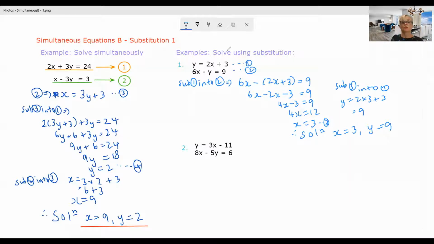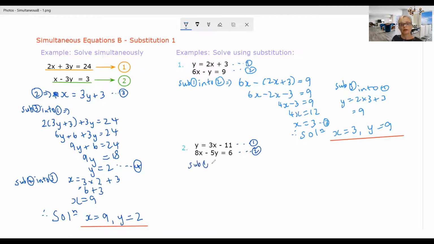Let's just double check that both our equations are in fact satisfied by those values. So does y equal 2x plus 3? Does 9 equal 2 times 3 plus 3? Yes. 6 times 3 is 18 minus 9. Yes, that is 9, so we're all good. Okay, the great thing is you can always check if you're right by just making sure that both equations are satisfied. All right, again for this second one here, we're already given y in terms of x, so we'd be a bit silly not to use that.